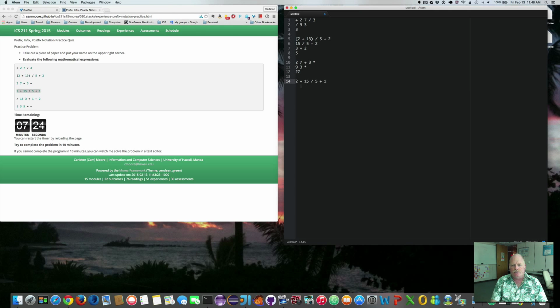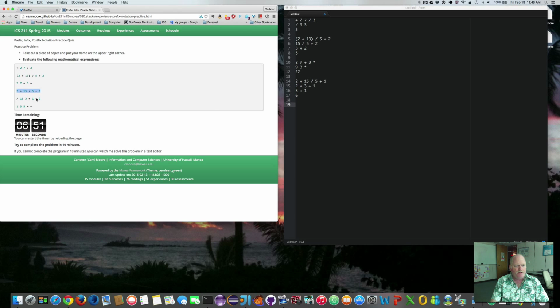And in this case, we do operator precedence, so we do the 15 divided by 5, so it's 2 plus 3 plus 1, which is 5 plus 1, which is 6. Again, we've got to do this division before we can do any of the addition because of operator precedence.